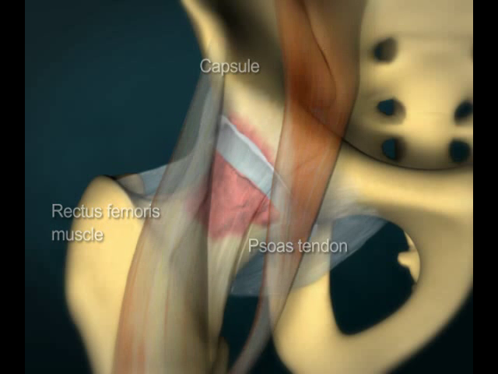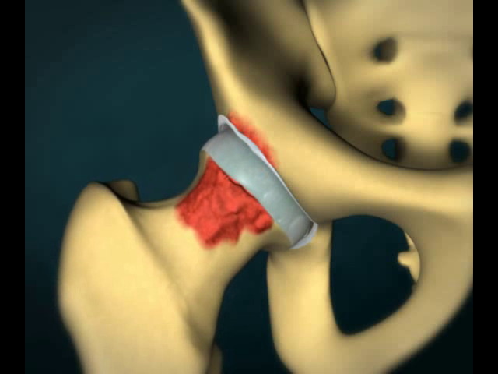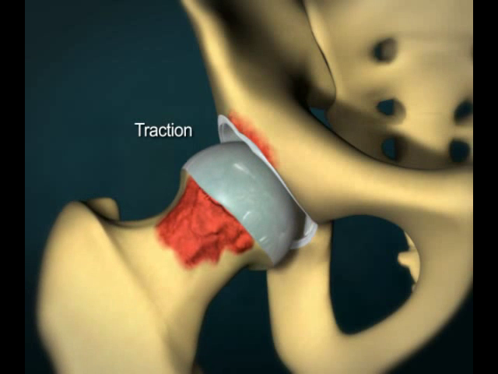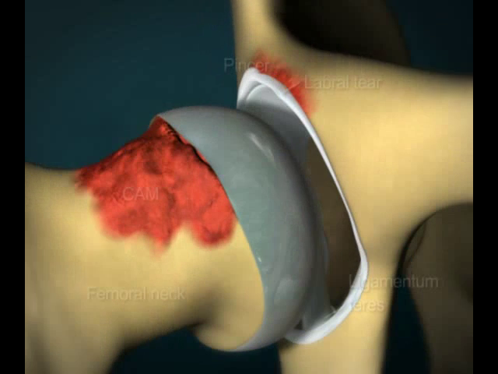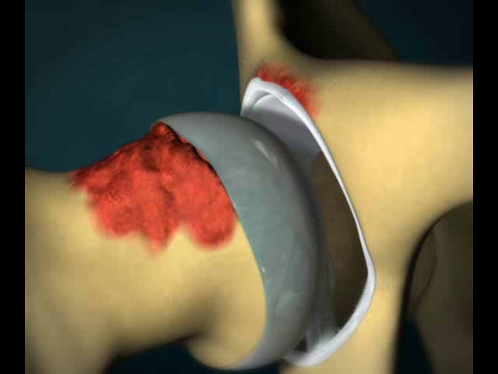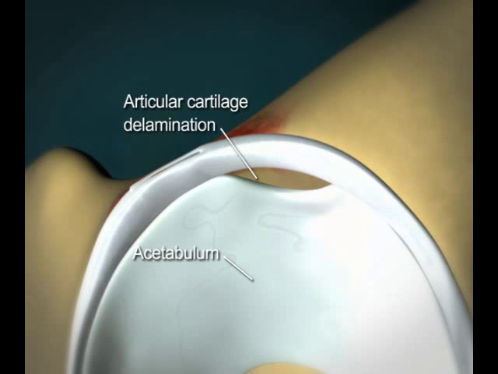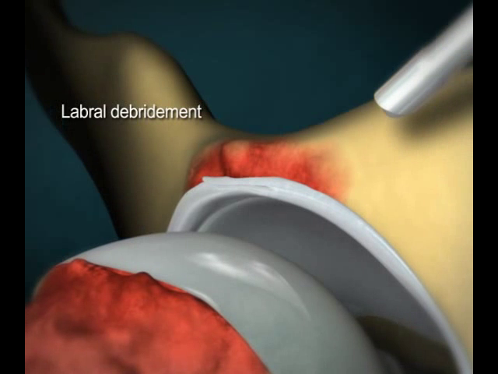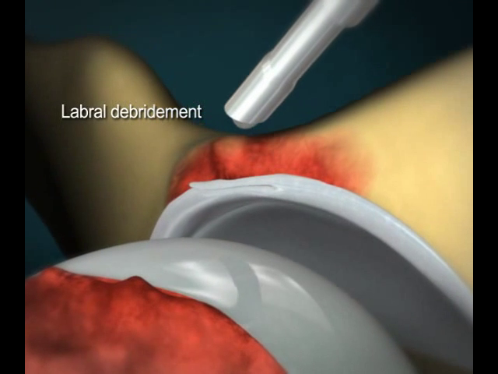Arthroscopic impingement surgery requires axial distraction of the joint. The traction that is applied provides space between the femoral head and acetabulum. This allows for access to the hip joint and treatment of the labral pathology and the rim impingement. The initial part of the surgery requires debridement of any non-viable labral tissue.